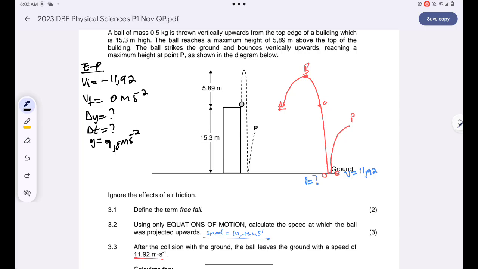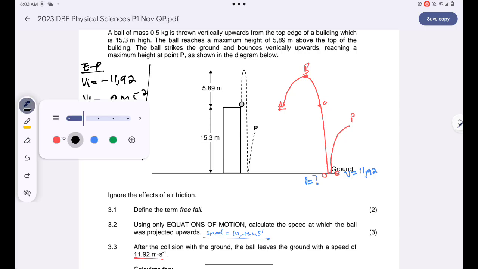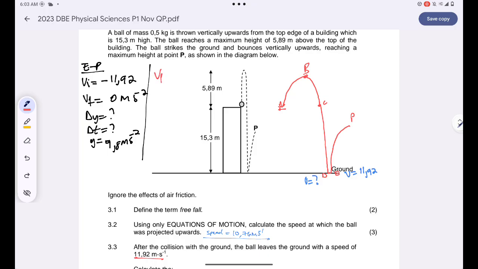For me to find the time it takes for the ball to reach point P, I must refrain from using any equation that has a displacement, because I do not know the displacement of the object. But I do know an equation that does not have displacement. I'll simply use equation 1, which states that Vf is equal to Vi plus G delta T, right?